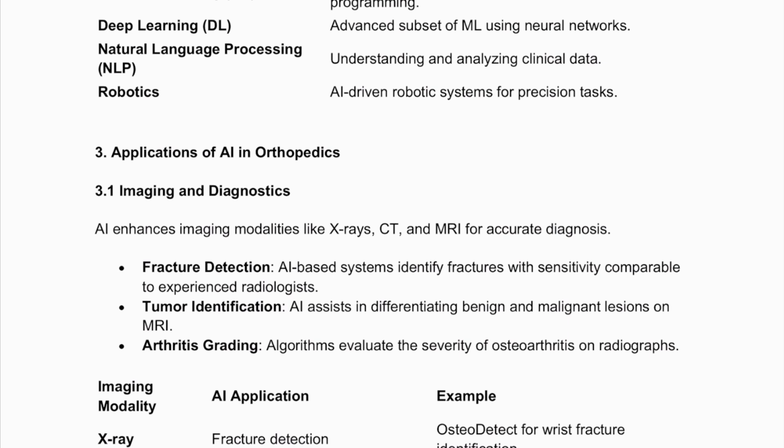Then the third heading is the most important one, that is applications of AI in orthopedics. You can divide it into the preoperative applications, the intraoperative, and the postoperative applications. This is how I have written. First thing is imaging and diagnostic, which falls under the preoperative application. You can mention how AI is used in each of these modalities: X-ray, CT, and MRI. It is used for fracture detection, tumor identification, and arthritis grading.